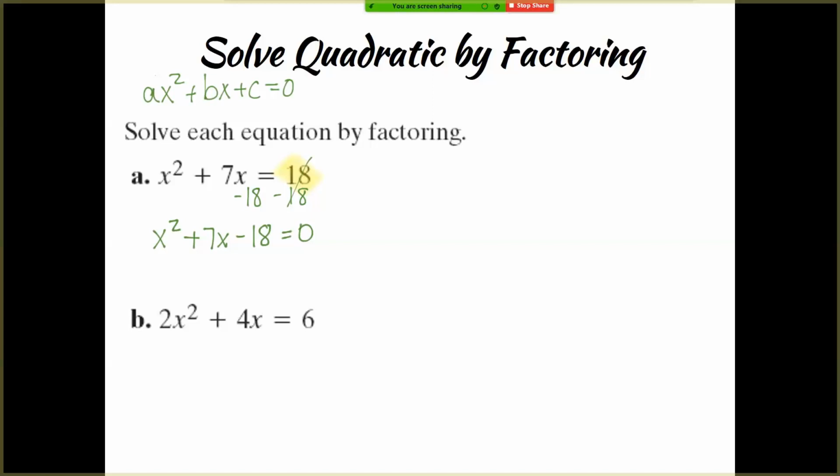So now I have a is 1, b is 7, and c is -18. Once I'm in standard form, there is no greatest common factor, so I'm just going to put this into my asterisks. So take a minute and see if you can factor that.